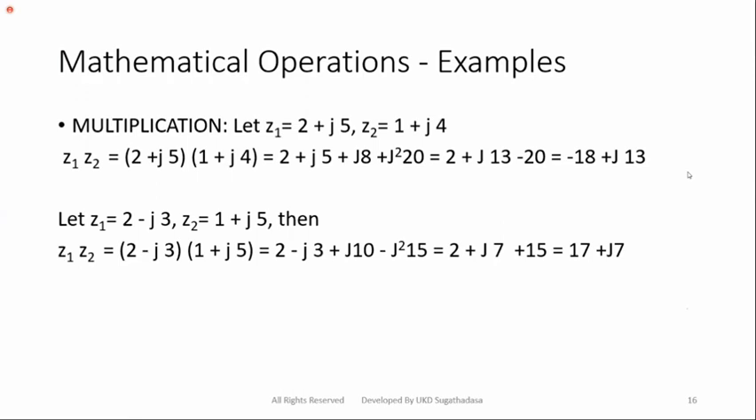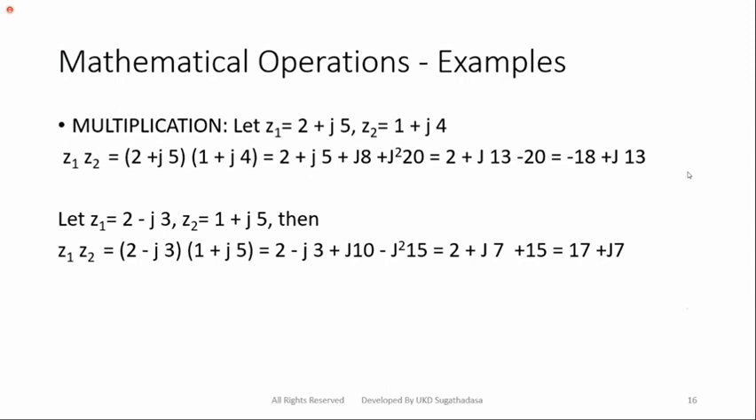See the multiplication, same complex numbers: 2 plus j5, 1 plus j4. When you multiply, you get 4 terms. 2 times 1, 2. j5 times 1, j5. 2 times j4, you get j8. The final term, j squared 20: 5 times 4, 20, j squared 20.